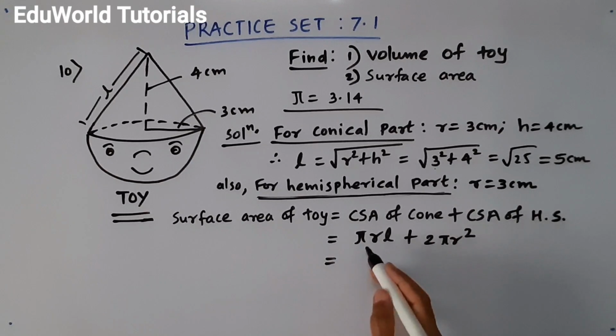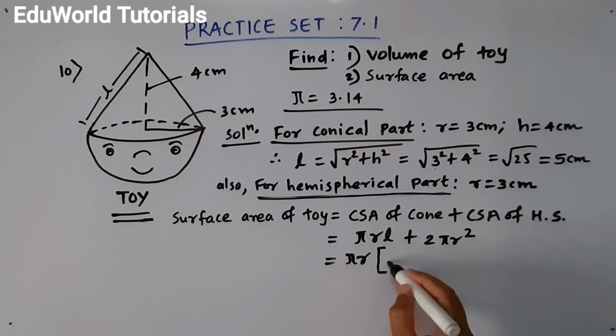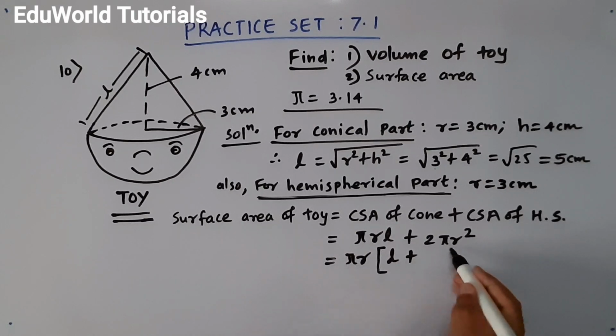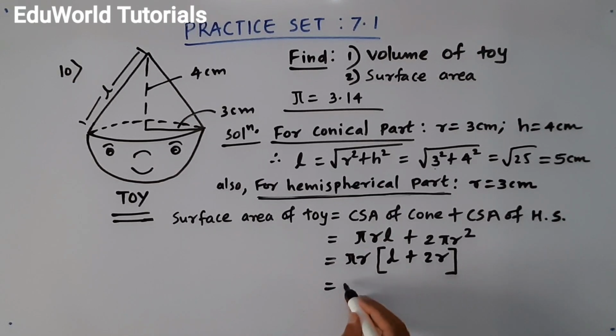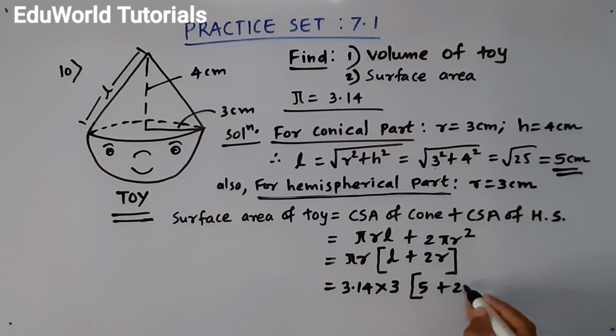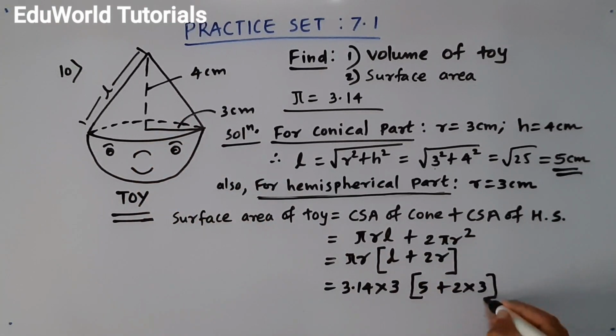At the time of taking common, pi r can be taken common, and uncommon terms go inside the brackets. L here is the uncommon term, plus as I have taken pi r common, the thing left is 2r. Okay, now calculation. Pi is 3.14, r is the radius which is 3. Inside brackets, the slant side of the conical part we have already found, 5 centimeters, so 5, plus 2 into r, r is the radius either of the cone or of the hemisphere which is 3. So finally we have 3.14 into 3 into (5 plus 3 2 is 6).